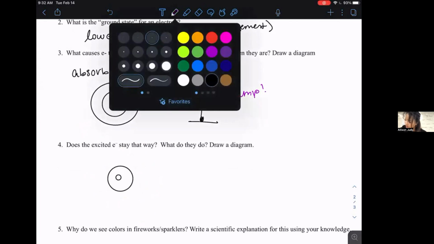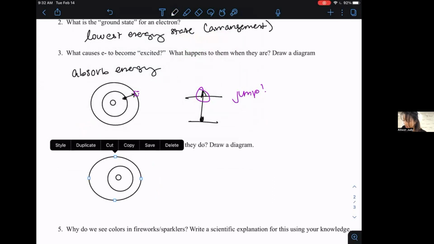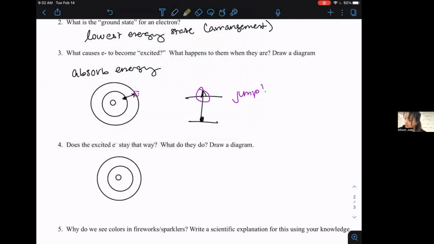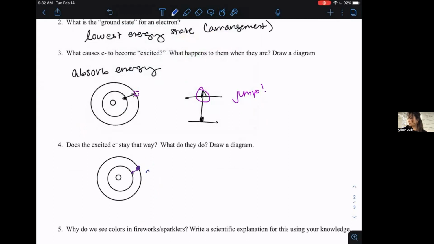Do you think it'll pick it up? Yeah, look at that technology, man. So what happens is that purple one that was excited now falls back down. And what does it release as a result? It releases light energy. Exactly. So this is a release of energy. And by the way, you could have inputted energy. You could have put an input here if you wanted to be consistent between the photos.